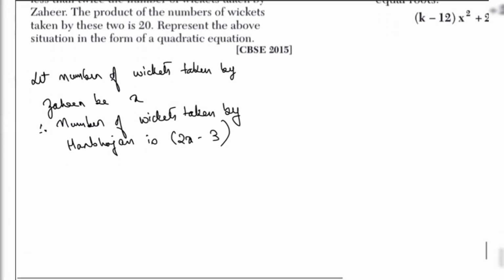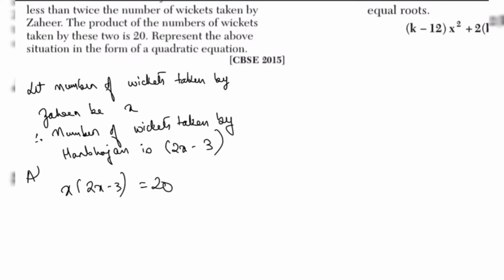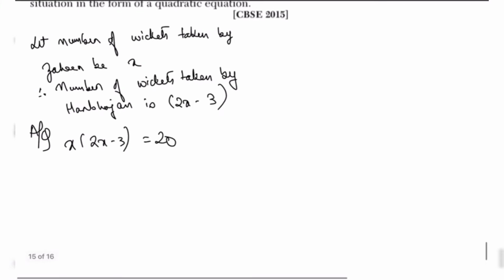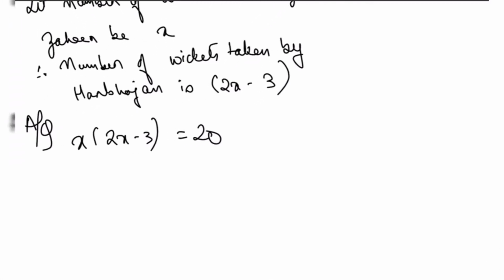The product of the number of wickets taken by these two is 20. So what we are saying is x times 2x minus 3 is 20. This is what we get as per the question. Can you quickly make a guess? I am guessing that they are 4 and 5. Let us see if I turn out to be correct.